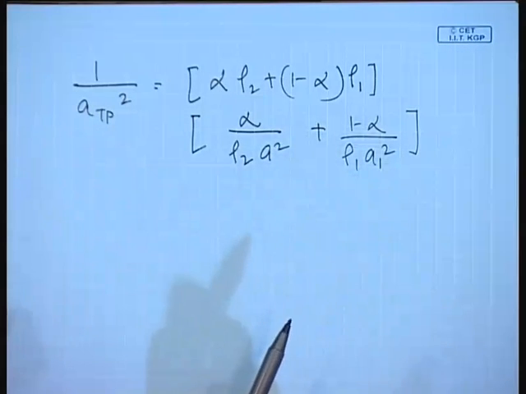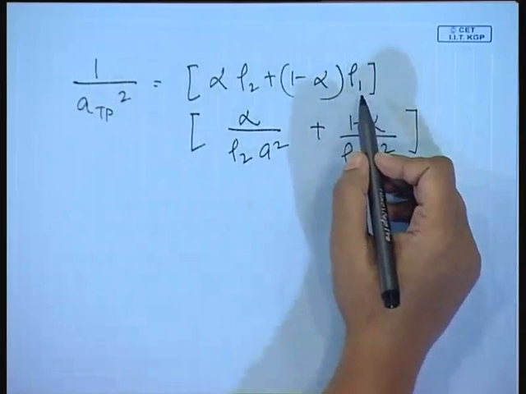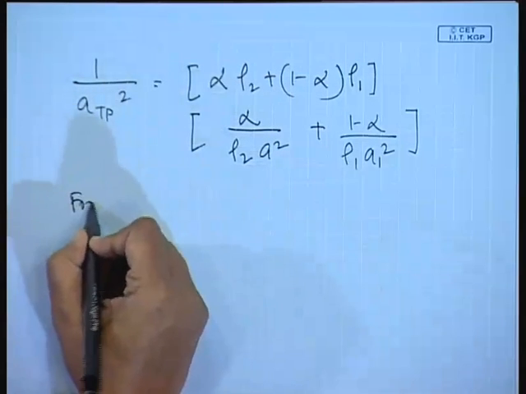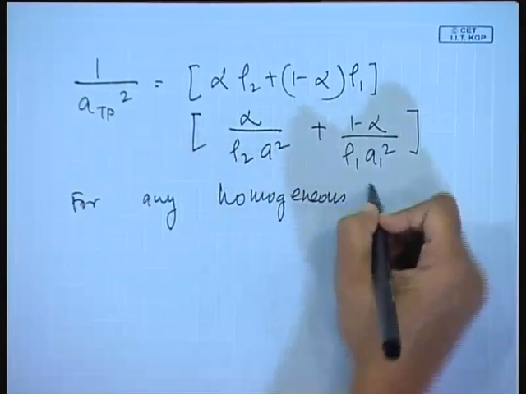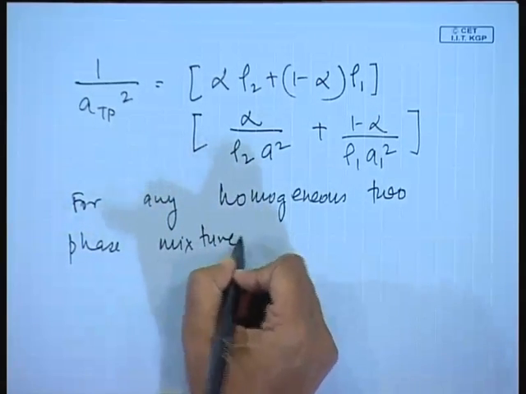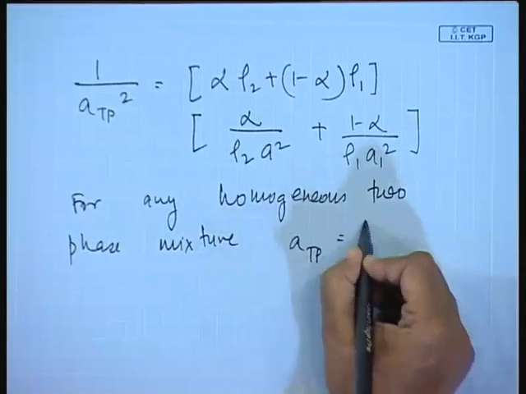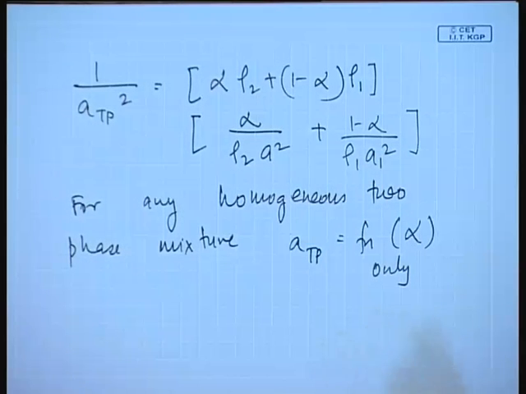So, what do I see from this expression? Rho 1, rho 2, they are constant. So, a T p is definitely a function of alpha only, is it not? So, for any homogeneous two phase mixture, this is just for homogeneous flow conditions only, for nothing else, ATP is a function of alpha only, is it not? So, if we change alpha under homogeneous flow condition, my two phase sound velocity is going to change, number one.